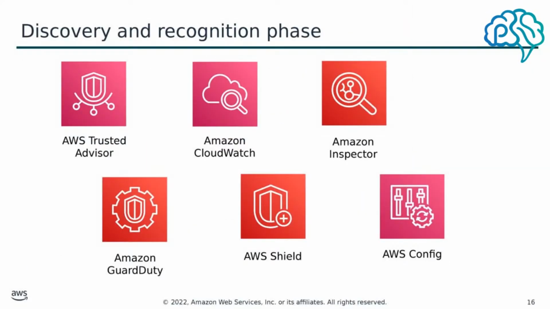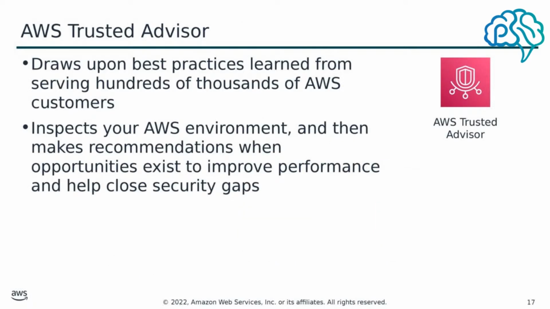If we look at some of these things here, we have Trusted Advisor, CloudWatch, Inspector, GuardDuty, AWS Shield. So let's go ahead and talk a little bit more about these particular services. If we think about Trusted Advisor, this is a kind of default tool that is always in your account, and you can look at the dashboard and see what's going on.